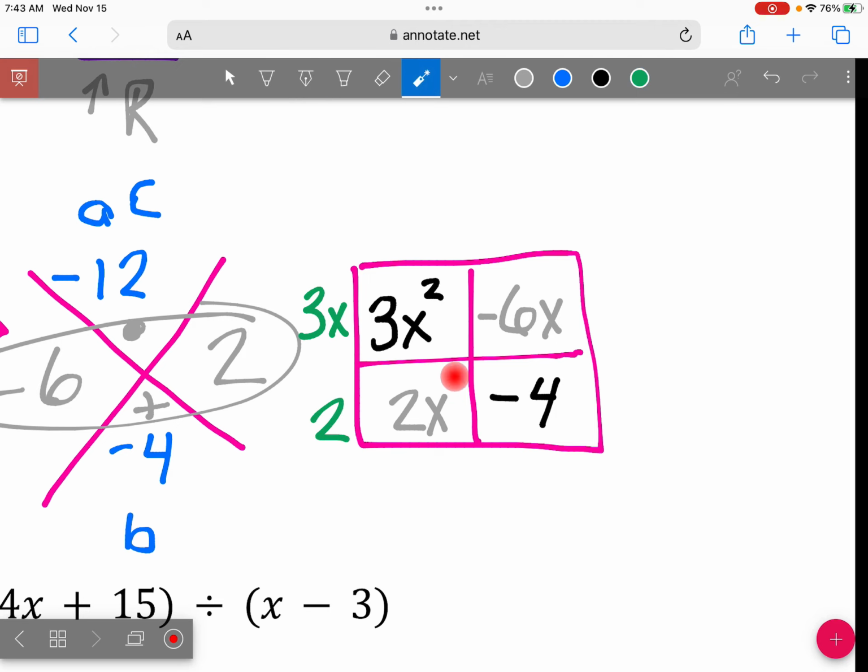What is shared between 3x squared and 2x? Just an x. And this last one will be the one that kicks people in the teeth. What is shared between minus 6x and minus 4? But watch the sign, because it needs to match this one here. So it's actually going to be negative 2.